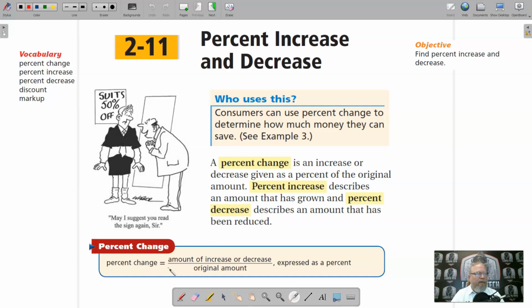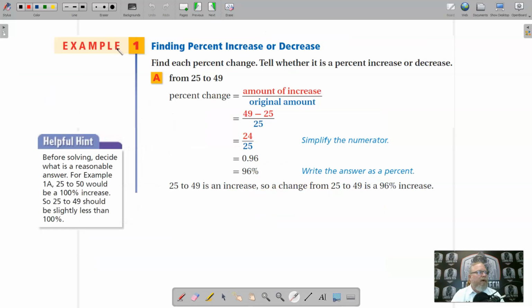So here we have the formula for percent change. Percent change is equal to the amount of increase or decrease divided by the original amount, expressed as a percent. That doesn't make sense yet, but by the time we finish this lesson, we will apply this formula to some of our examples. So let's look at example 1.